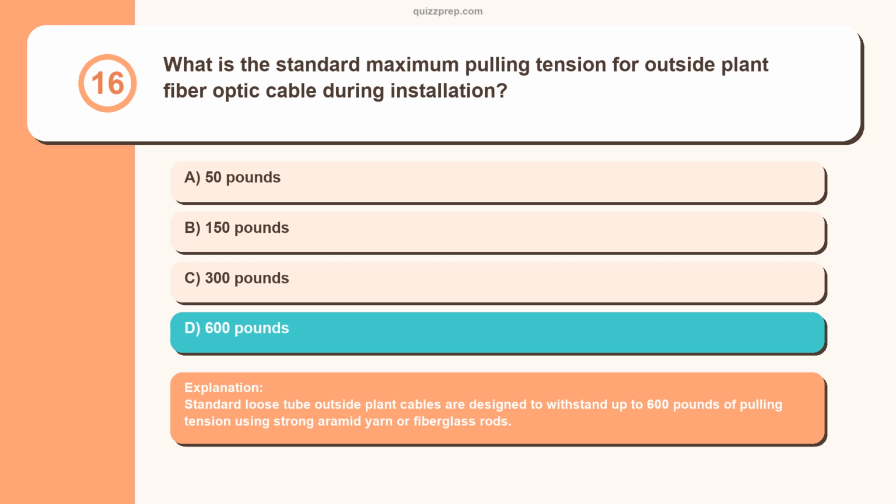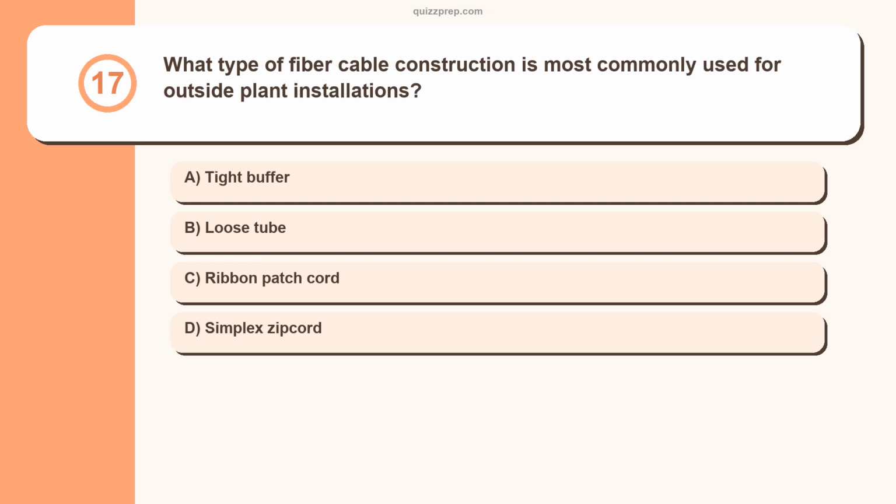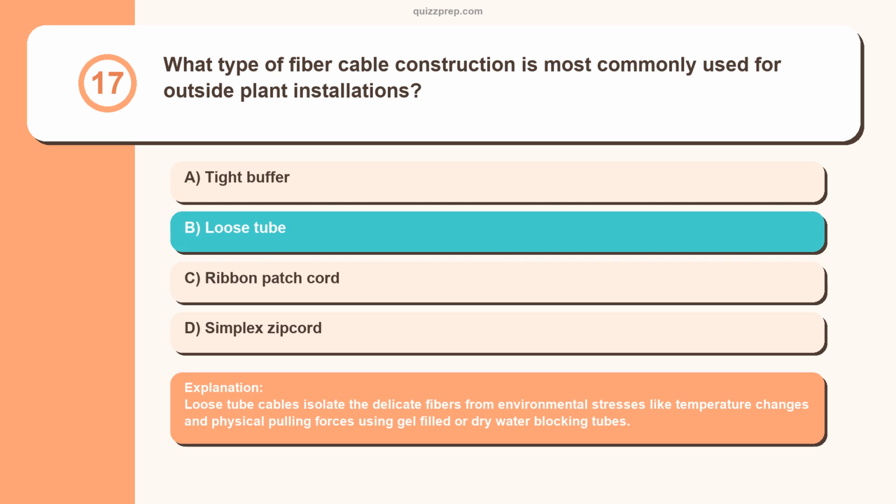Standard loose tube outside plant cables are designed to withstand up to 600 pounds of pulling tension using strong aramid yarn or fiberglass rods. Question 17. What type of fiber cable construction is most commonly used for outside plant installations? Tight buffer, loose tube, ribbon patch cord, simplex zip cord. Loose tube cables isolate the delicate fibers from environmental stresses like temperature changes and physical pulling forces using gel-filled or dry water blocking tubes.